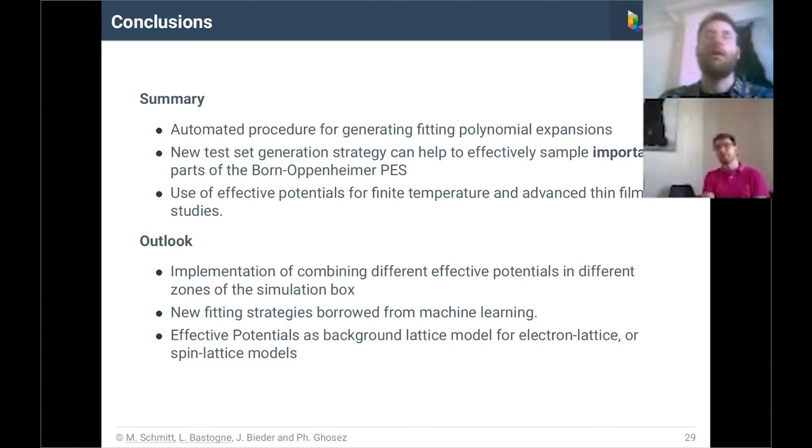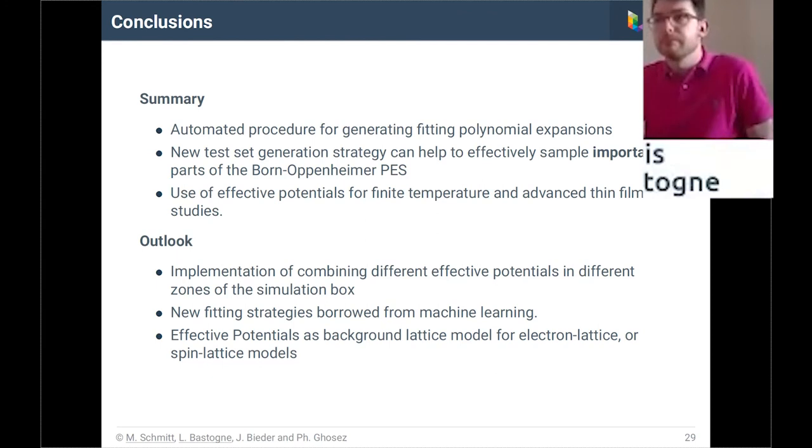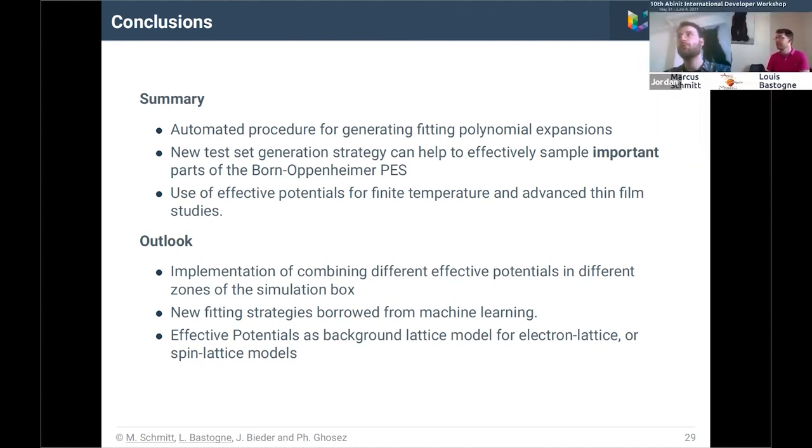And for what we want to do in the near or further future, but more in the near one, is to be able to combine different anharmonic parts in different parts of the simulation box, so that we can combine different materials and make even more realistic simulations of something like what I've just shown to you, where we have two materials and relax them. Then I mentioned that we were exploring new fitting strategies, and also on the table is to use these effective potentials with spin models or electronic models to introduce spin-lattice or electron-lattice couplings. Okay, with that, thank you very much, and we are waiting for your questions.